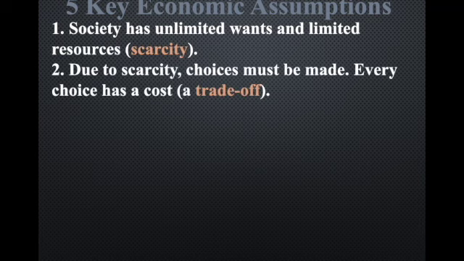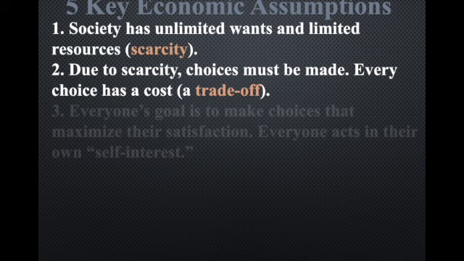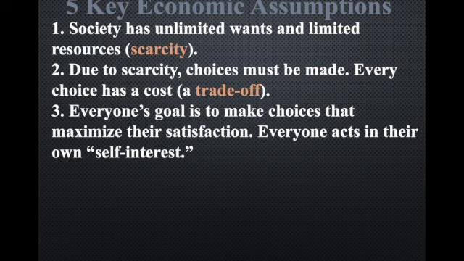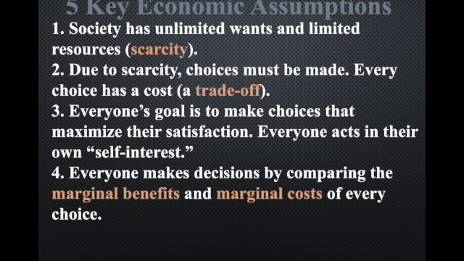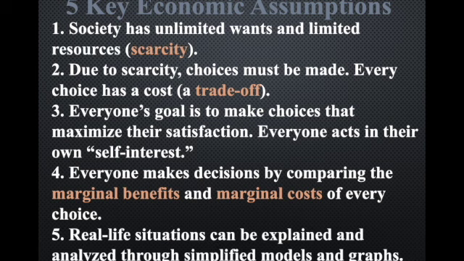So our 5 key economic assumptions is that we have unlimited wants but limited resources. This is known as scarcity. Due to scarcity, we have to make choices, and every choice has a cost, which is a trade-off. Everyone's goal is to make choices that maximize their satisfaction, so everybody acts in their own self-interest. Everybody makes decisions by comparing the marginal benefits and the marginal costs of every choice. And real-life situations can be explained and analyzed through simplified models and graphs.